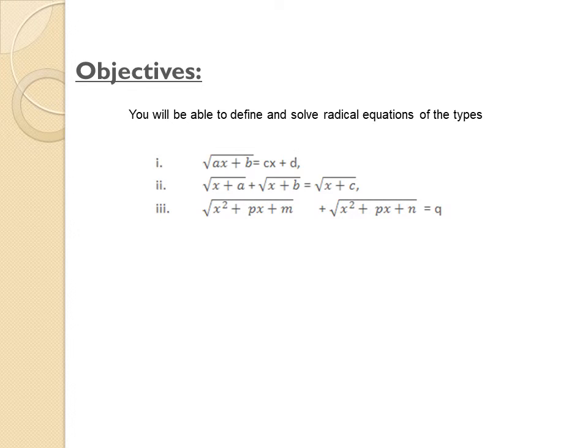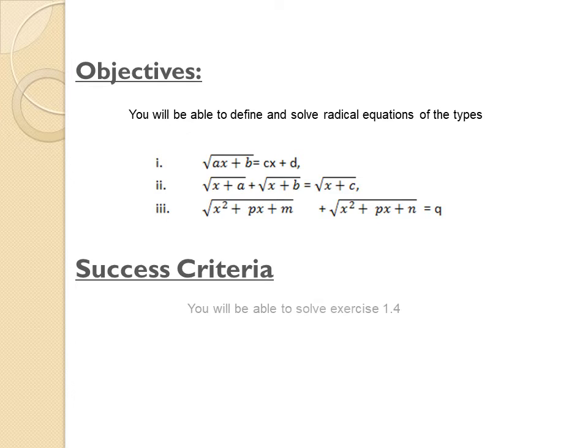Our today's topic is solution of radical equations of three different types. Type 1: square root of ax plus b is equal to cx plus d. Type 2: square root of x plus a plus square root of x plus b is equal to square root of x plus c. And type 3: square root of x square plus px plus m plus square root of x square plus px plus n is equal to q. And at the end of this lesson, you will be able to solve exercise 1.4 by yourself.